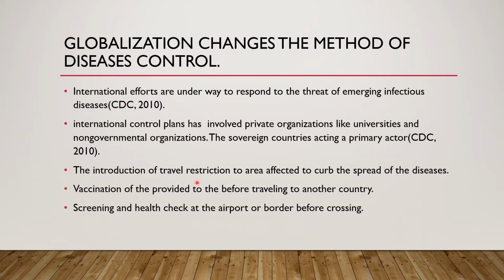Let's see how they have changed. We see the introduction of travel restrictions, so there is a way they restrict people from moving to certain affected areas so that they can't contract the diseases. We have also talked about vaccination or immunization provided before you travel, like in countries which are prone to yellow fever. Before you travel from that place to another country, you have to get a yellow fever injection. We also have screening and health checks at airports and borders to ensure that diseases are not moving from one place to another.